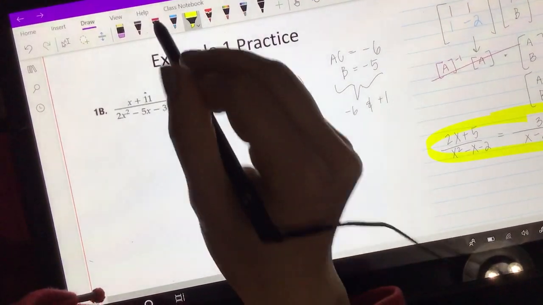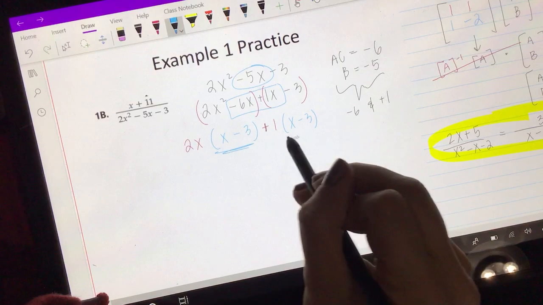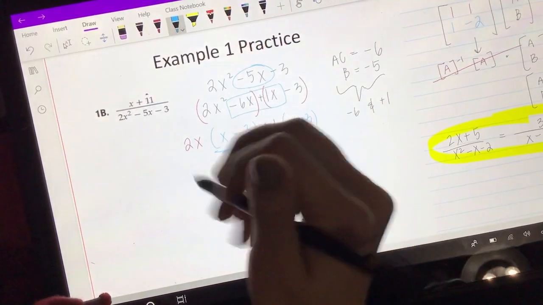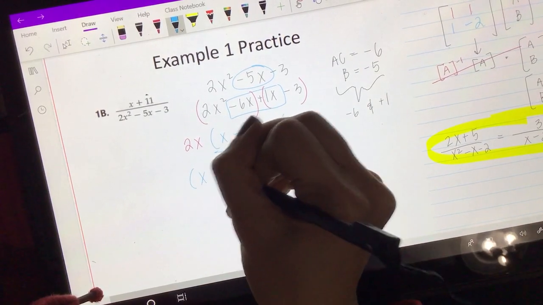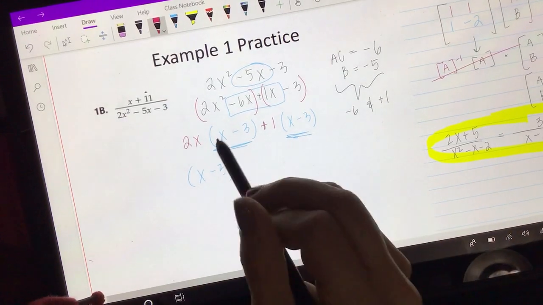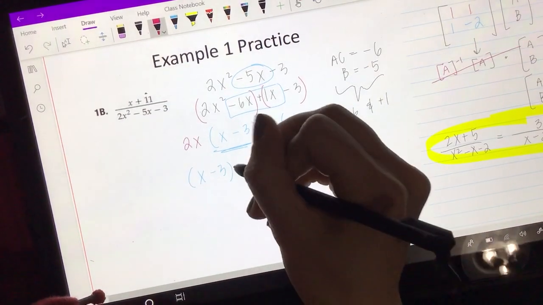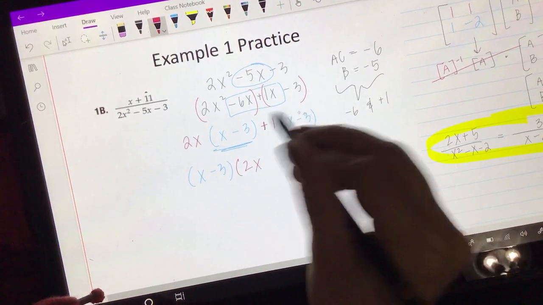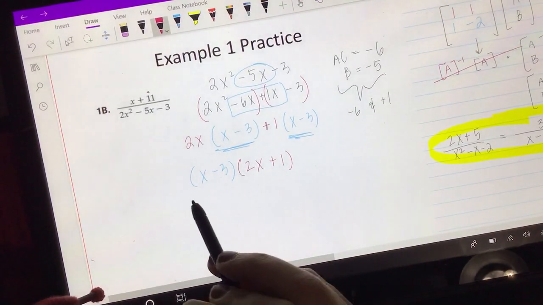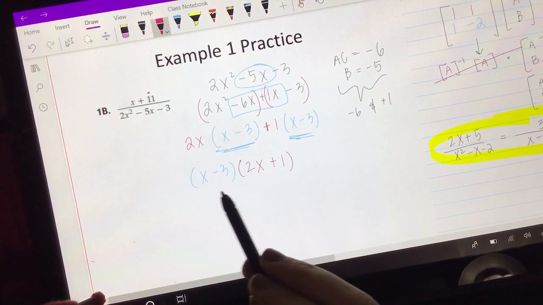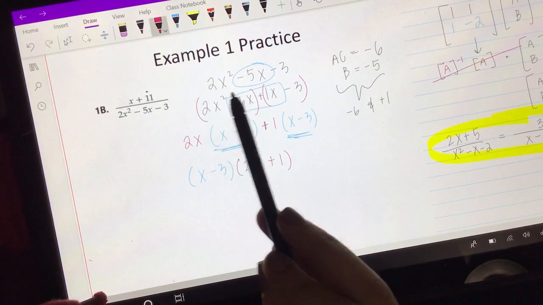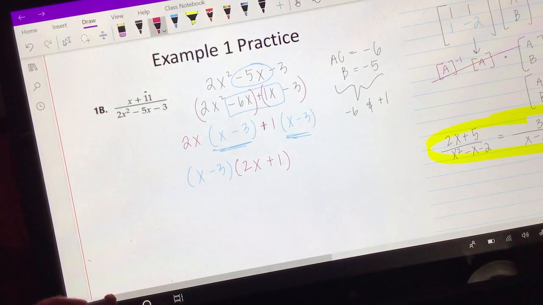Now that's good because what I was left with is the same. That's the goal here when we're factoring with AC method. So we can take that out. It's kind of like a greatest common factor of each group. When I take out the x minus 3, in my first group, I'm left with 2x. In my second group, I'm left with +1. So this is my factoring for the original 2x squared minus 5x minus 3.